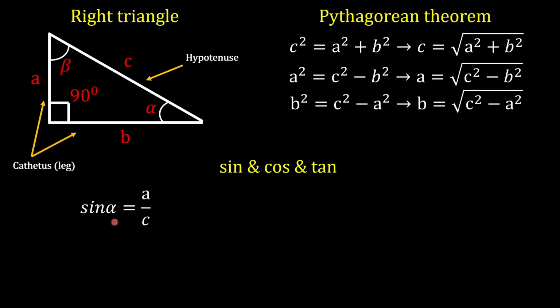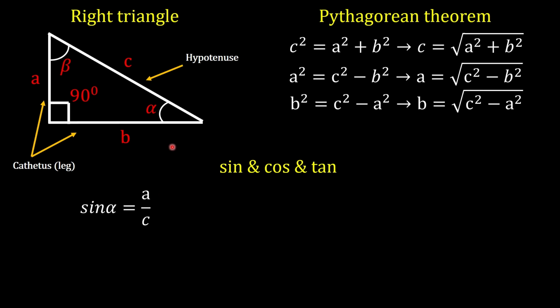Then sine alpha will be equal to A divided by C. It means the opposite leg divided by the hypotenuse. From here we can easily find the unknown side of the triangle. For example, if we know A, then we can easily find C because we know this angle. Or if we know C, then we can easily find A.